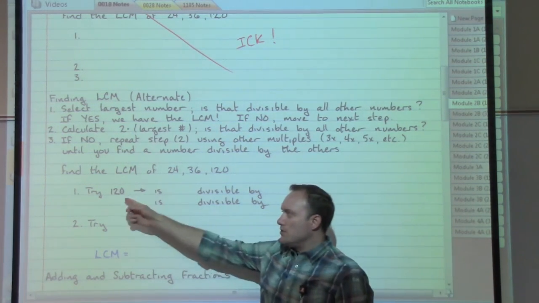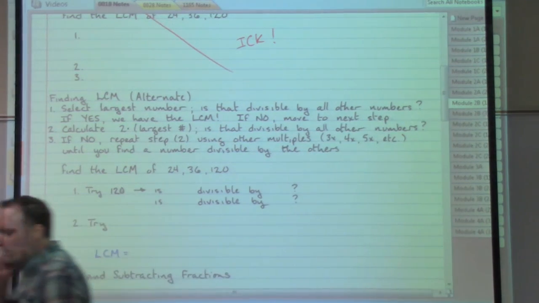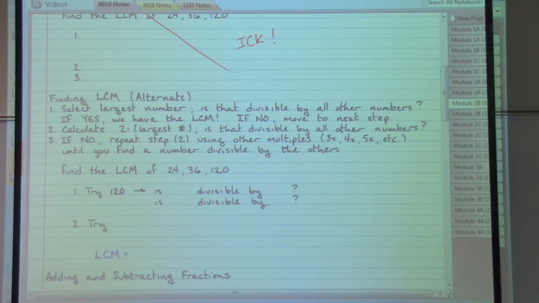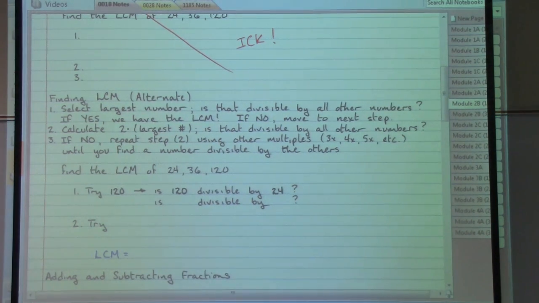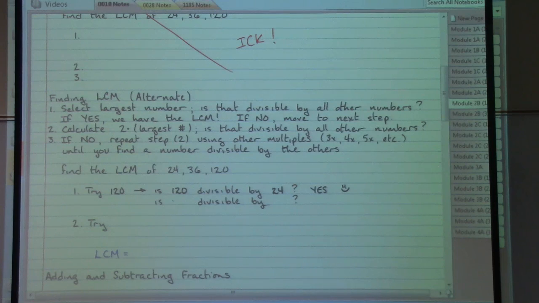Well, it either works or it doesn't based on division questions. Is the 120 divisible by the other numbers that we have shown up? Is 120 divisible by 24? Well, it turns out that it is. So that's nice. Is 120 divisible by 36? Turns out that that is not.